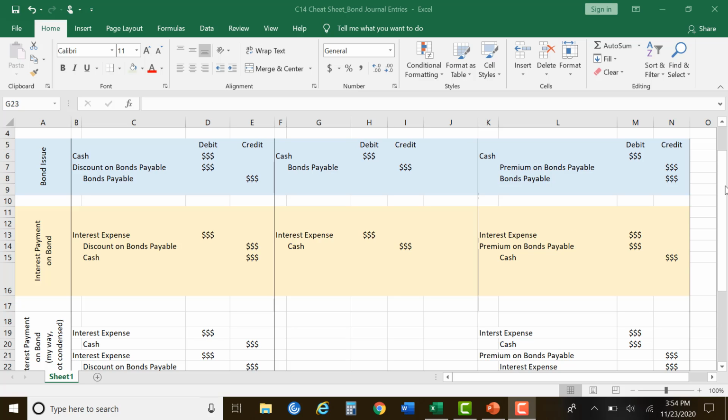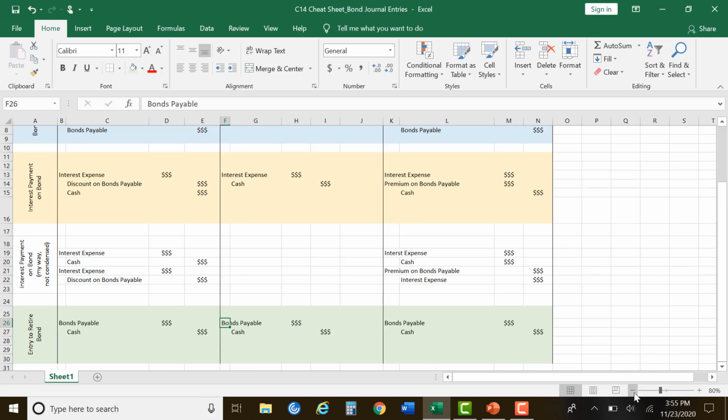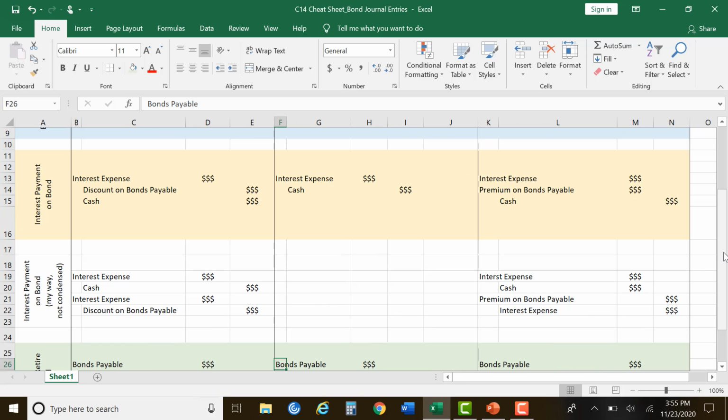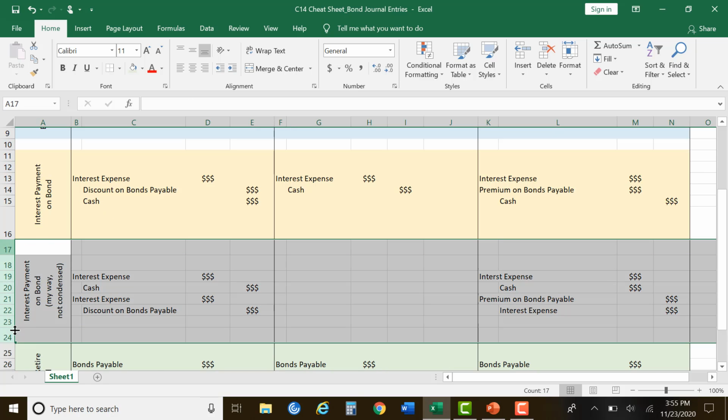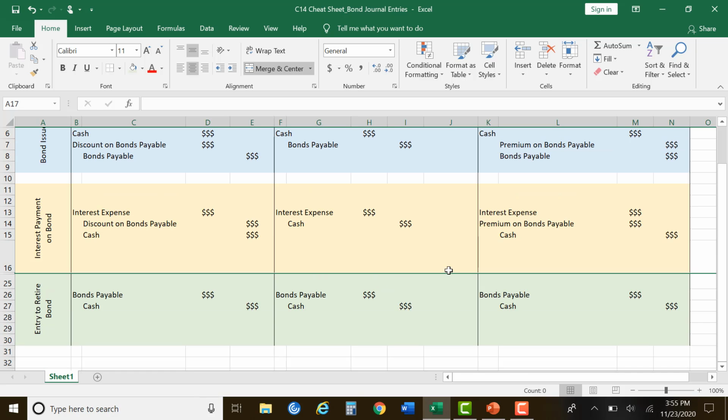Then at the end of the 4 years, why isn't this working? There we go. I am going to pay that bond off. So my original entry, let's make this a little smaller. That does not work the way I want it to. Okay, there you can see it.